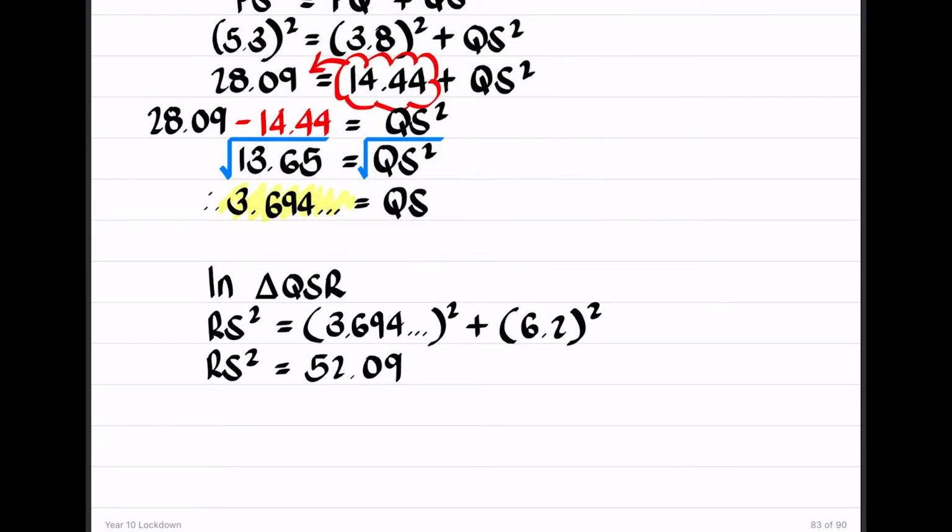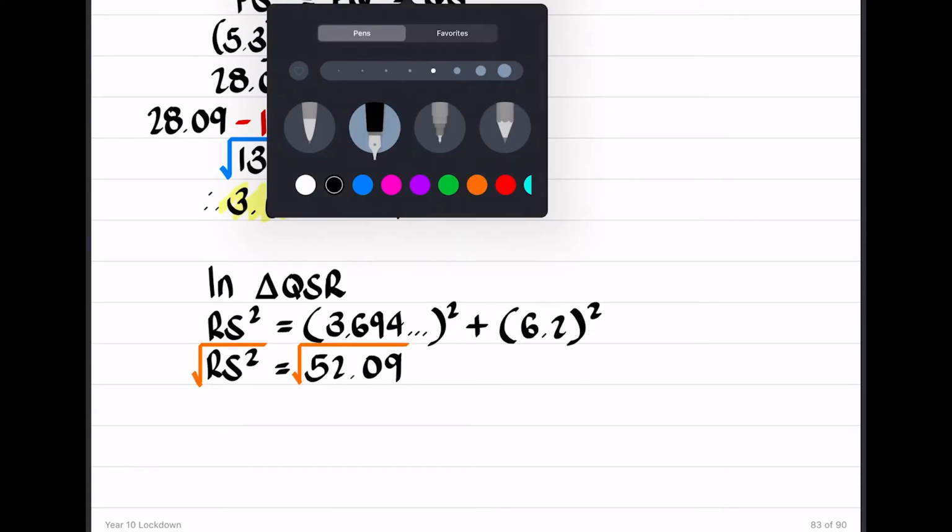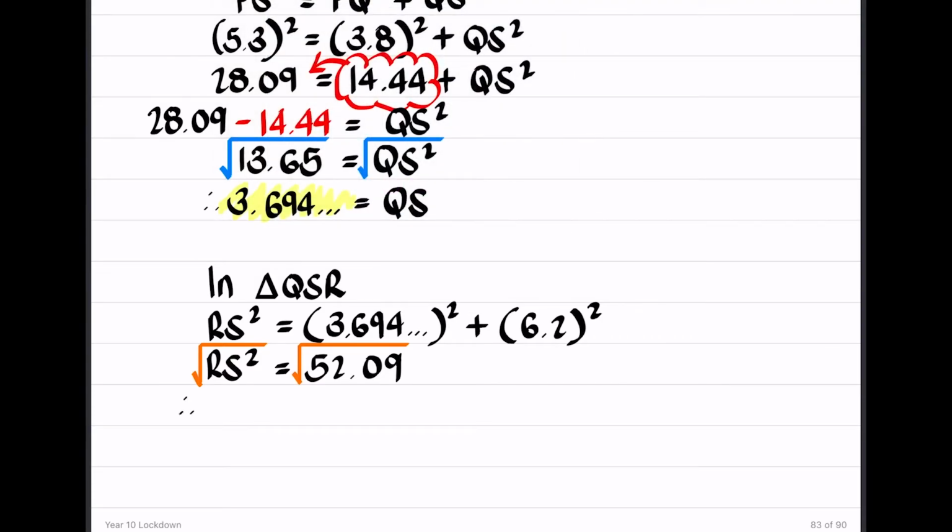However, to get the RS by itself, I'm going to square root both sides of this equation. So the square root of RS squared is equal to RS, which is equal to the square root of 52.09. To 3 significant figures that is 7.217, and you just need to put your units, centimeters.